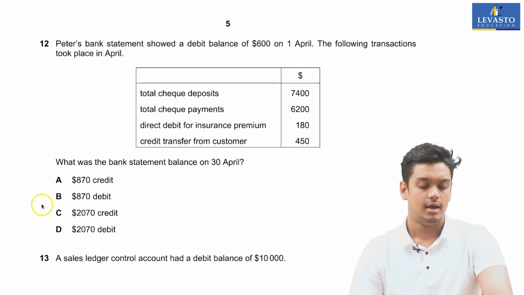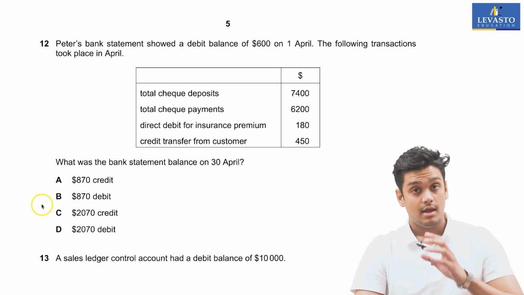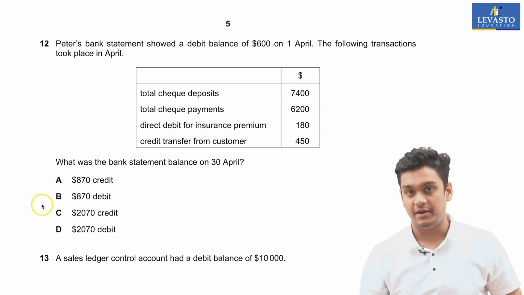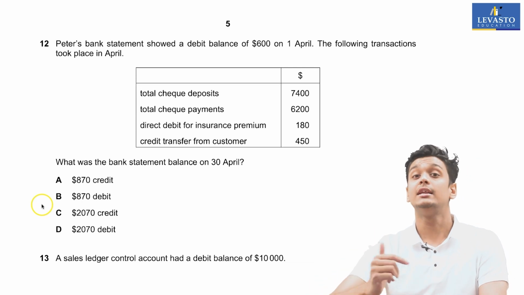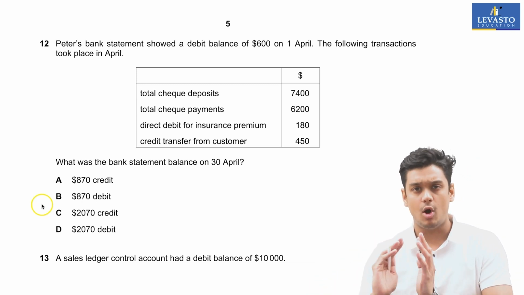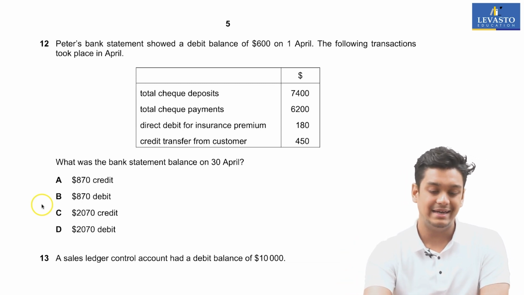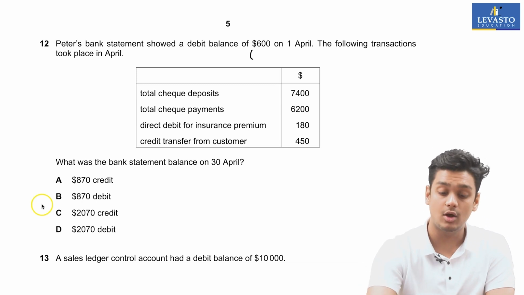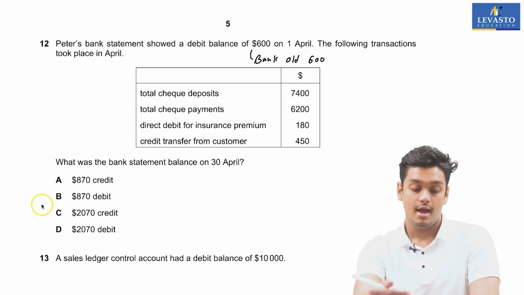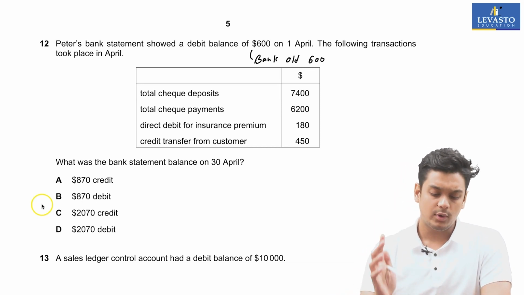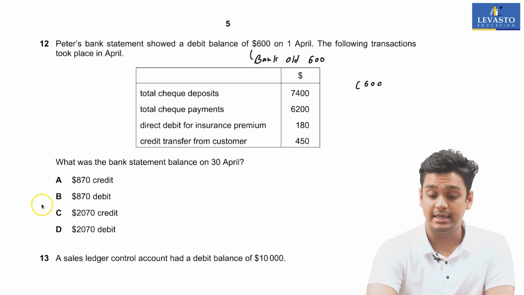Question number 12. Peter's bank statement showed a debit balance of 600. Now listen to me very carefully. The points of view of you and your bank are totally different. So if it's a debit balance in the bank statement, that means it's a credit balance for you. It's the opposite. The bank's point of view is opposite to the general business's point of view. Now when it comes to a debit balance, this indicates that we have a bank overdraft of 600. That's the indication I can get. I have a bank overdraft of 600. And they are giving the following transactions. What was the bank statement balance on 30th April? Fine. So I have a bank overdraft that is minus 600.